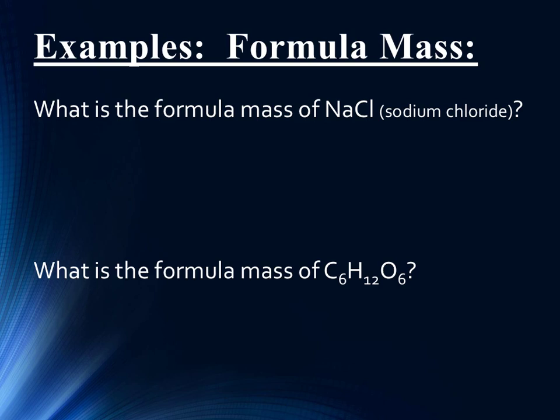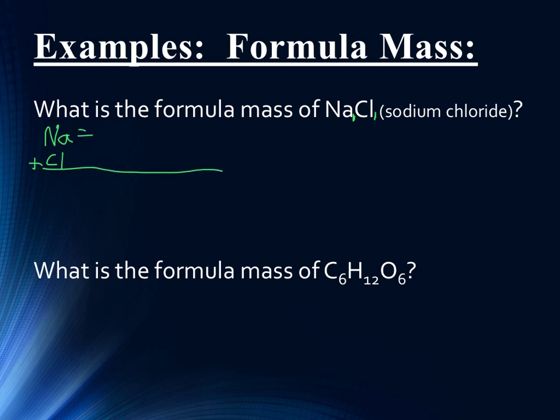All right, guys, let's tackle some examples of formula mass. So we're going to start off kind of easy with a nice simple formula here. We're going to do what is the formula mass of NaCl. That is sodium chloride, for those of you wondering. Sodium chloride has 1 sodium and 1 chlorine. So we're going to take a sodium, Na, and add to it a chlorine. When we add those together, we get sodium chloride.